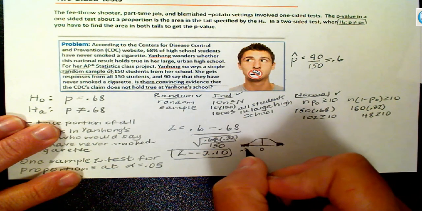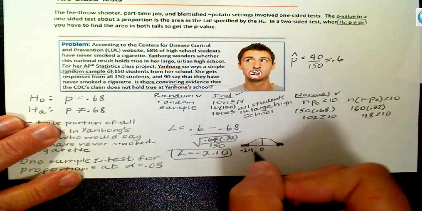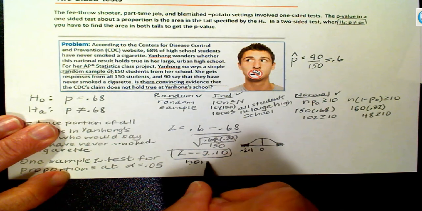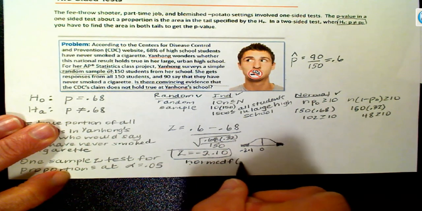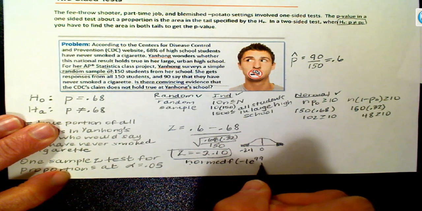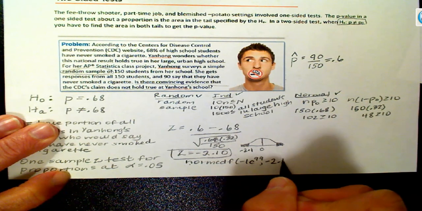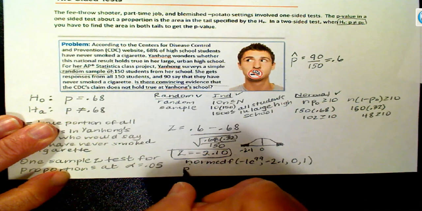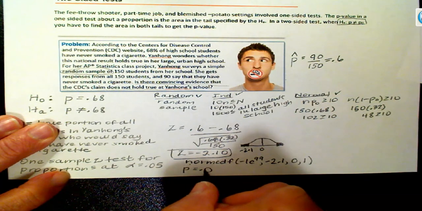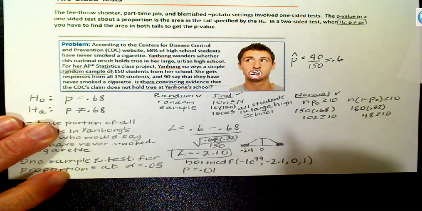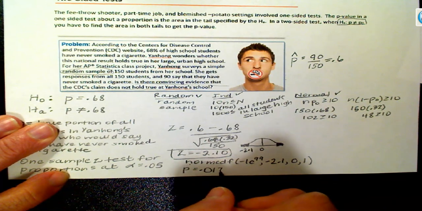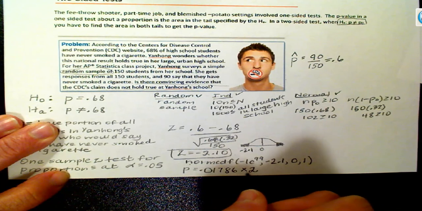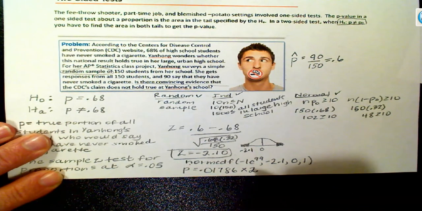Okay, so we're going to calculate the probability of this. So we're going to do normalcdf. My lower bound is negative 1E99, then we have negative 2.1, then we have 0 and 1. So we do get a probability of 0.01786, times 2. Now, this is what we need to do that's different.